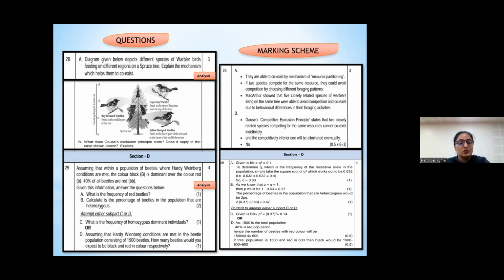And in Gause's exclusion principle, does it apply in the case shown above? This is very simple and they can answer it in the form of direct answers, either yes or no. Only they have to explain the Gause's exclusion principle. So this is a very simple question of remembering and understanding, we can say.